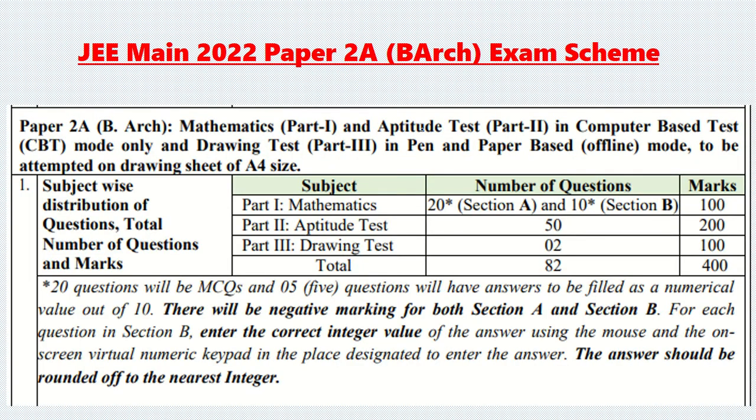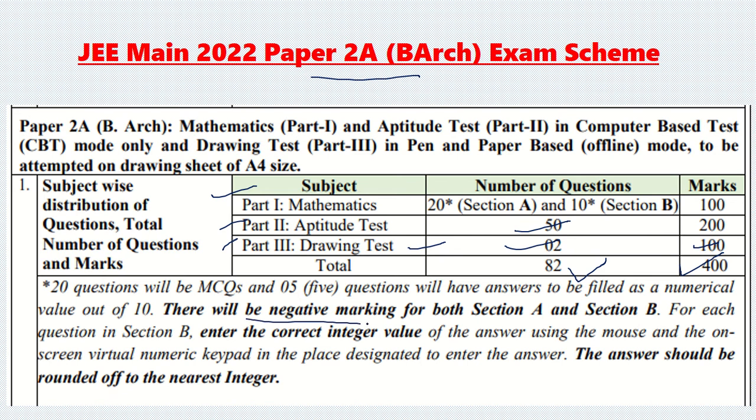Now let us see the detailed exam pattern of BArch, that is 2A. So here there will be three parts: part 1, part 2 and part 3. In part 1, that is mathematics, there will be two sections, section A and section B. Then part 2 is aptitude test, wherein 50 questions will be asked, and in drawing test only two questions will be asked of 100 marks. So with this, the total number of questions in BArch is 82 and the maximum marks is 400.